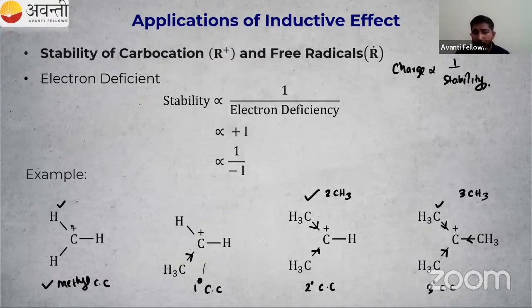Can you tell me, methyl, primary, secondary, or tertiary, which one is more stable? It depends upon charge. Okay, charge low, stability high. Anyone? Which one is more stable? This is 1, this is 2, this is 3, then this is our fourth option.